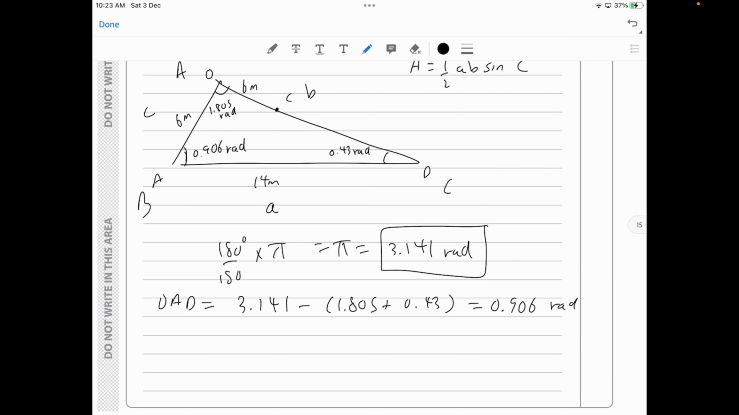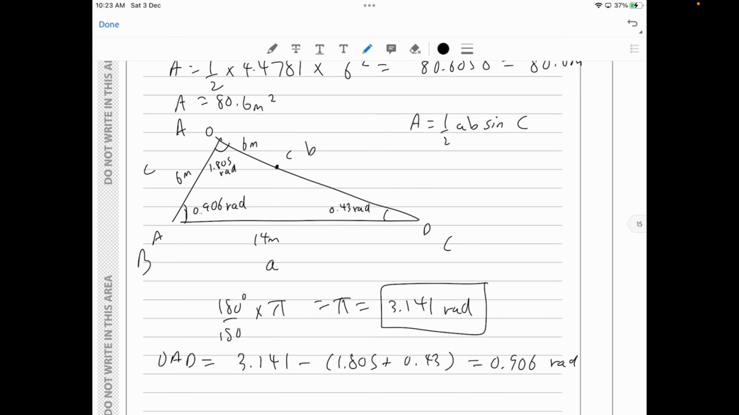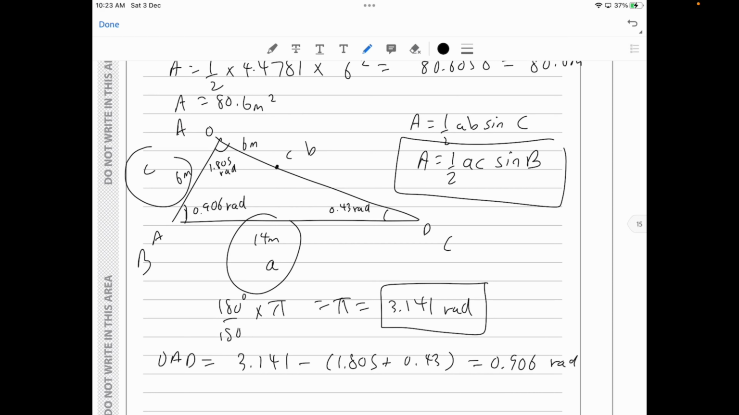Alright, so we now know the angle of OAD. So now we have to find out the values using the formula. We're going to rearrange this formula a bit. So we're going to have area is equivalent to half ac sine B. We can rearrange the formula in that way. Since we know the angle of B now, we can just use the values of a and c without having to find out the value of B. We just use the values that are given to us easily.